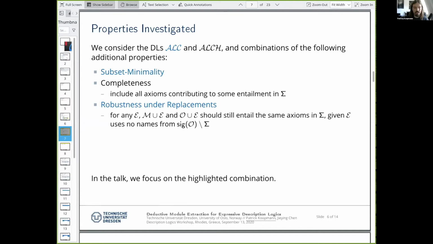In this talk, I focus on one combination because I think the technique there is quite nice to explain in a short talk, namely the description logic ALC. And for this logic, subset minimal deductive modules that are robust under replacements.